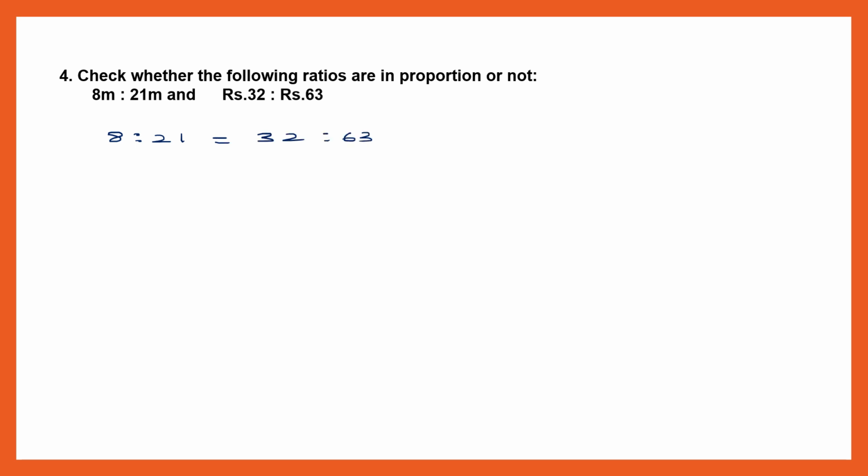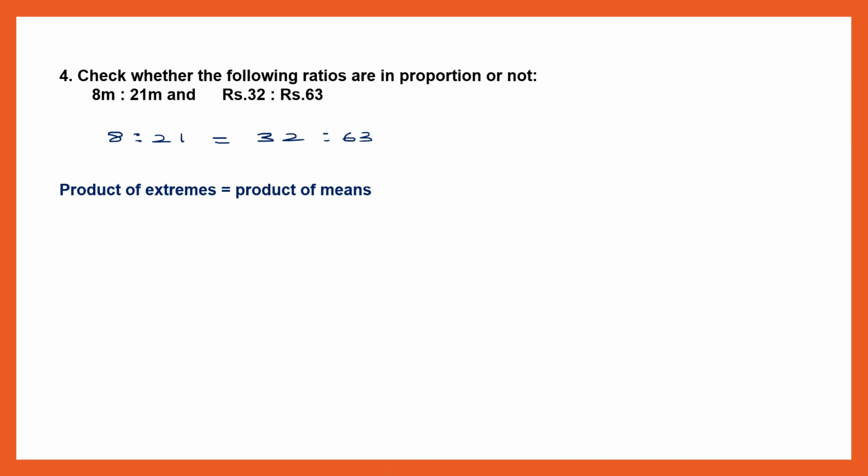Now here we know that 8 and 63 are the extremes and 21 and 32 are the means. So we can find out if these two ratios are in proportion by applying this: product of extremes equals product of means.